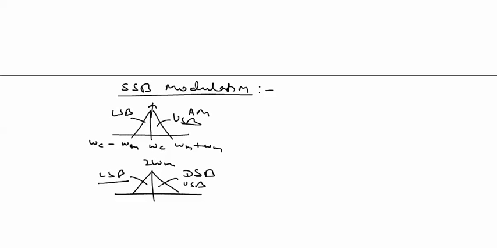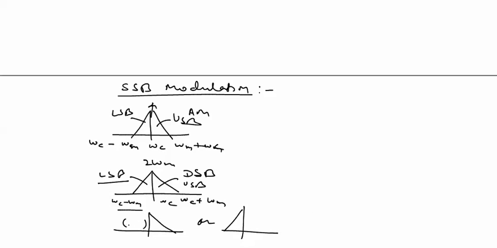Each sideband contains the complete useful information. In DSB, both the sidebands have complete information, but the carrier is absent in DSB-SC. In SSB, one of the sidebands is suppressed, either this or this. Either we suppress the LSB or the USB. Either sideband can be suppressed through a filter or any other method.